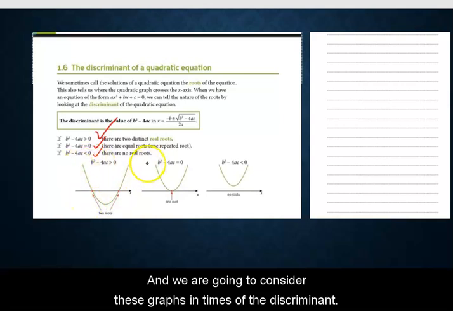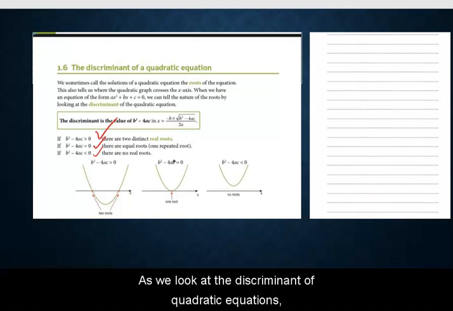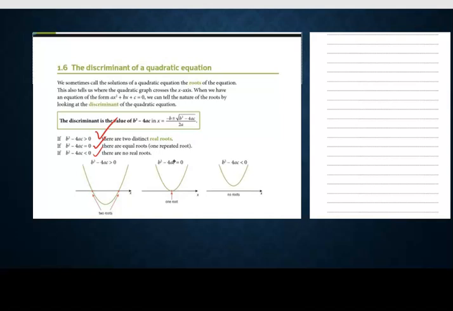And we are going to consider these graphs in terms of the discriminant, and we are going to look at this concept in our next video as we look at the discriminant of quadratic equations. We are going to solve some equations relating to discriminants, and we look at simultaneous equations, and finally how to graph quadratic equations, and we will be done with quadratics, which is chapter 1, before we proceed to chapter 2, functions and transformations.